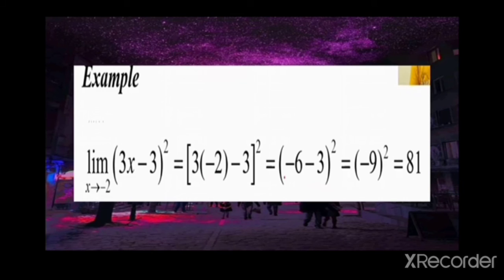For the function inside, we have (3 times -2 minus 3) raised to the power of 2 equals (3 times -2 is -6, minus 3) raised to the power of 2. Simplify what's inside your parentheses. We have negative 6 minus 3 equals negative 9. Negative 9 squared is equal to 81. Therefore, the limit of the quantity (3x minus 3) squared as x approaches negative 2 is equal to 81.